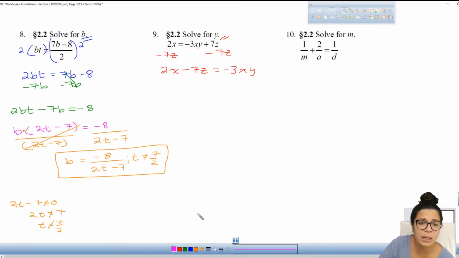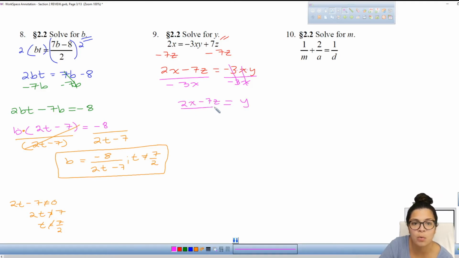Now, between negative 3x and y, all of these are multiplying together. So I can actually just divide by negative 3x to get rid of it. So I end up with negative 3 divided by negative 3, of course, would be 1. X divided by x is 1. So I get 1 times y, which of course is just y. So I isolated y. So our answer would be 2x minus 7z over negative 3x.